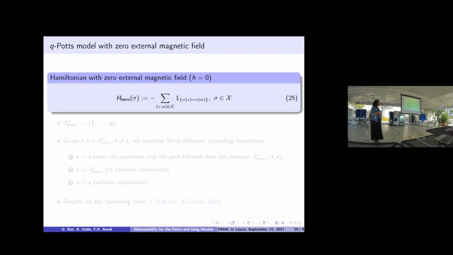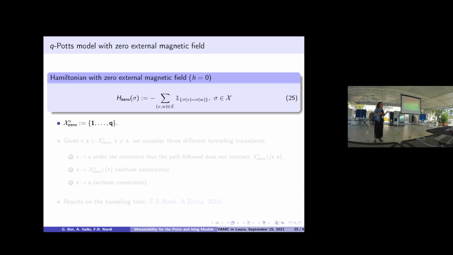So, finally, let's consider the scenario of the Potts model with zero external magnetic field. In this case, the Hamiltonian assumes the following expression, so the value of the energy of any configuration sigma depends only on the local interactions between any vertex and its nearest neighbors on the grid graph. We prove that the energy landscape has q stable states given by all the possible uniform configurations. And we prove that the energy landscape does not have any interesting metastable state, so the Hamiltonian at zero field has no local minima with an interesting depth.